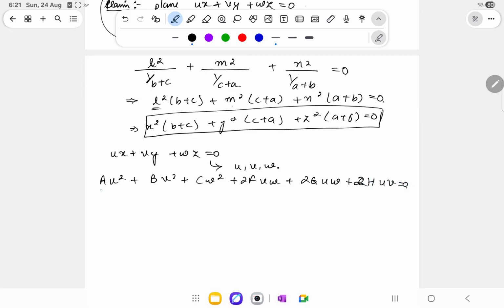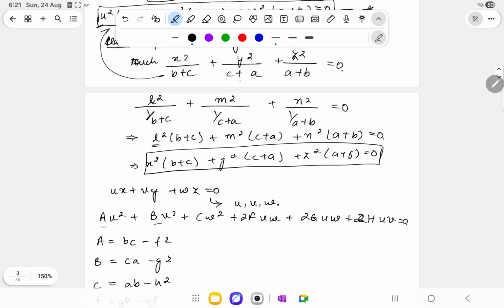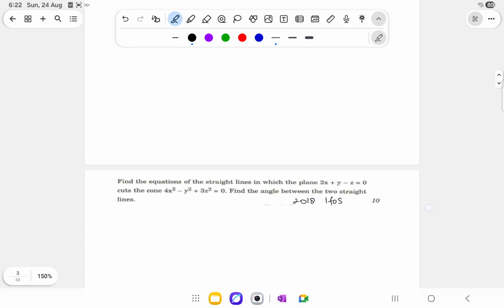You can just find A, B, C, F and G using the cone itself. So my A is bc minus f square, B is ca minus g square, and C is ab minus h square. Likewise my capital F is gh minus af, and similarly capital G and capital H. You can use this as well and you will get this condition only if you solve this. So this is our second question. Let's move on to the next question.